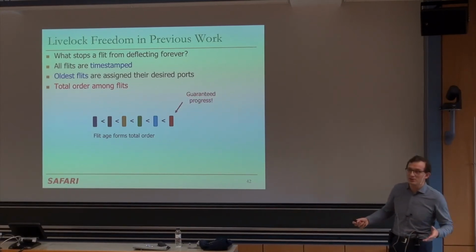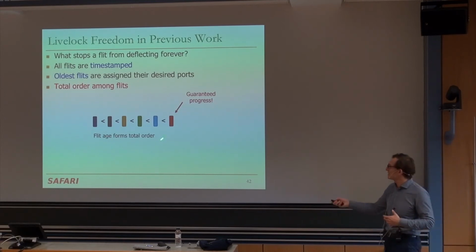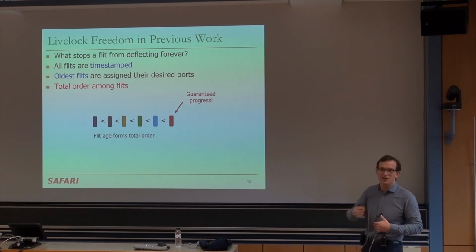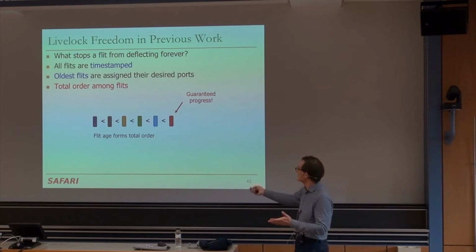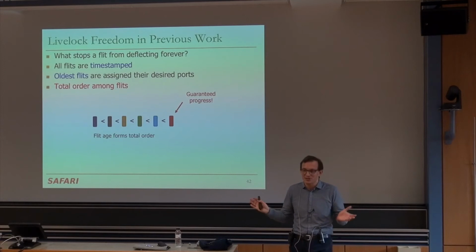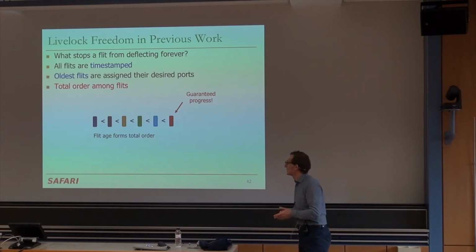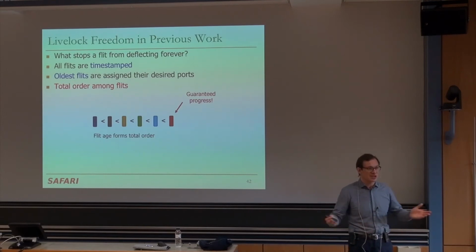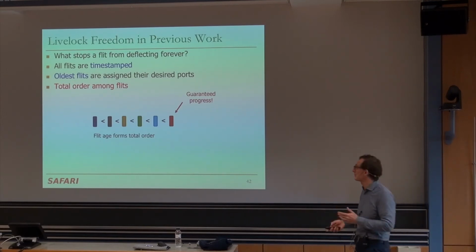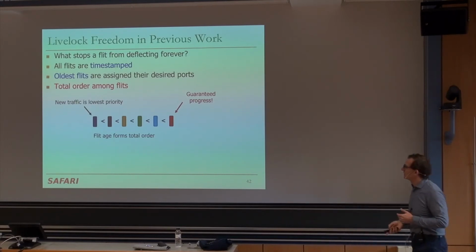The oldest flit always has guaranteed progress, and at some point it gets out of the network, and the next one becomes the oldest, so it's guaranteed progress, if it hasn't reached its destination, basically. Some of them may reach their destination without being the oldest, right? Actually, most flits do that. They don't become the oldest before they reach the destination. Depends on the congestion patterns in the network. So new traffic that's injected is clearly the lowest priority at that time.